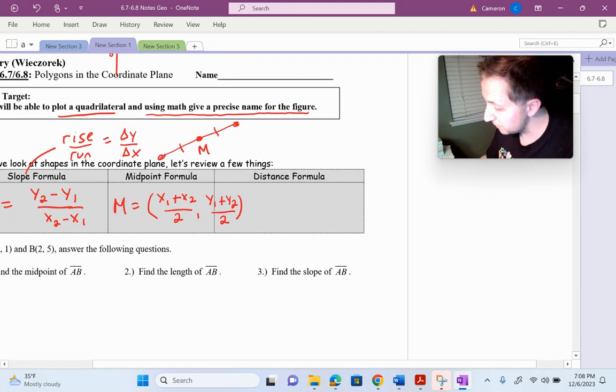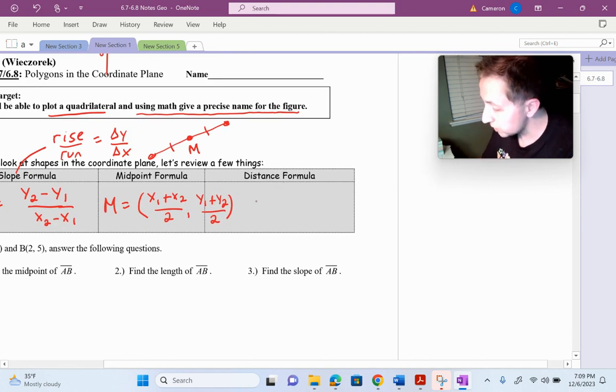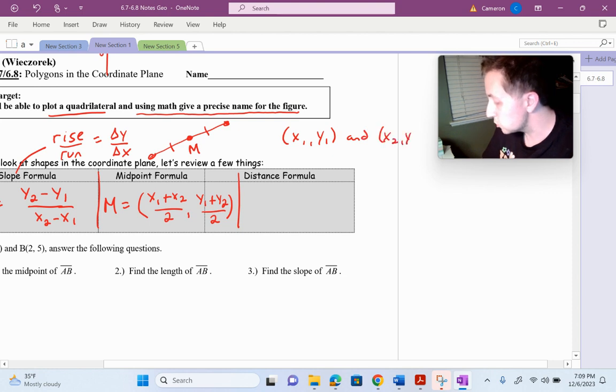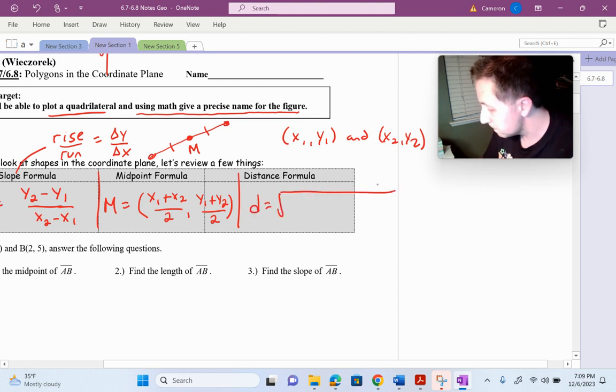The distance formula tells me how long a segment is, if I wanted to know the length of a segment. And this is all, by the way, for two ordered pairs, x1, y1 and x2, y2. So if I wanted to know the distance between those two ordered pairs, the distance between them would be the square root of x2 minus x1 all squared plus y2 minus y1 all squared.